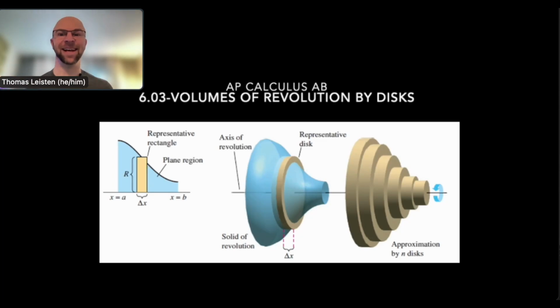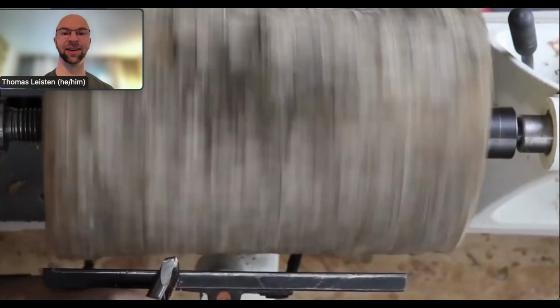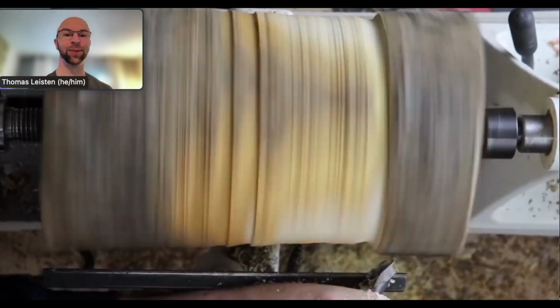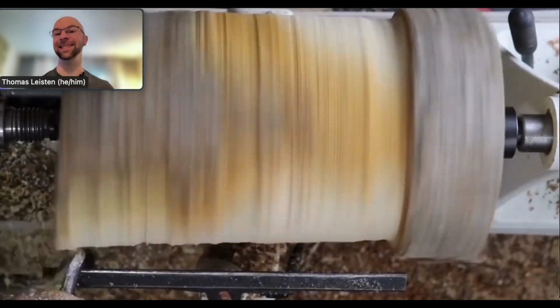Welcome everybody to today's AP Calculus AB section. We're looking at section 6.3, volumes of revolution using disk methods.